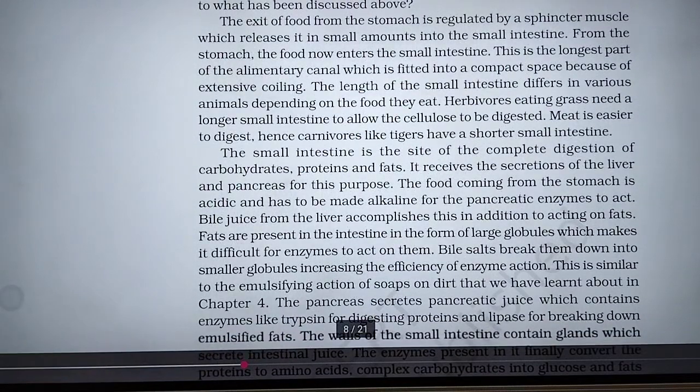The length of the small intestine differs in various animals depending on the food they eat. It may differ in different animals according to what type of food they eat. Now, herbivores eating grass need a longer small intestine to allow the cellulose to be digested. I think you all know that cellulose cannot be digested by the human intestine.